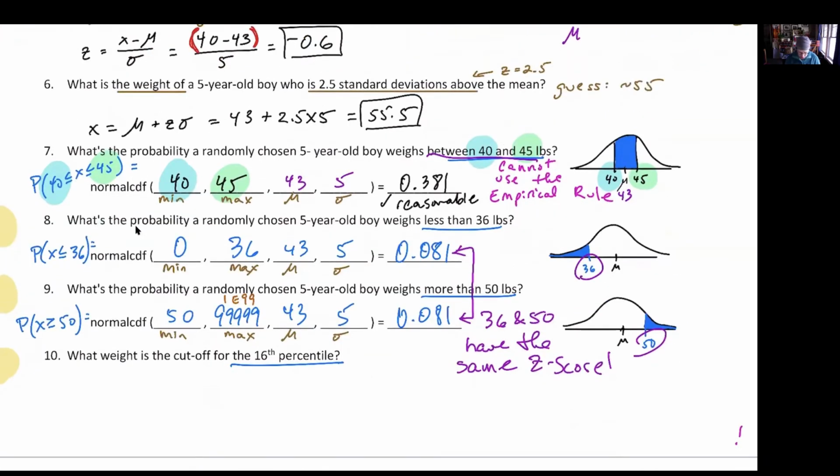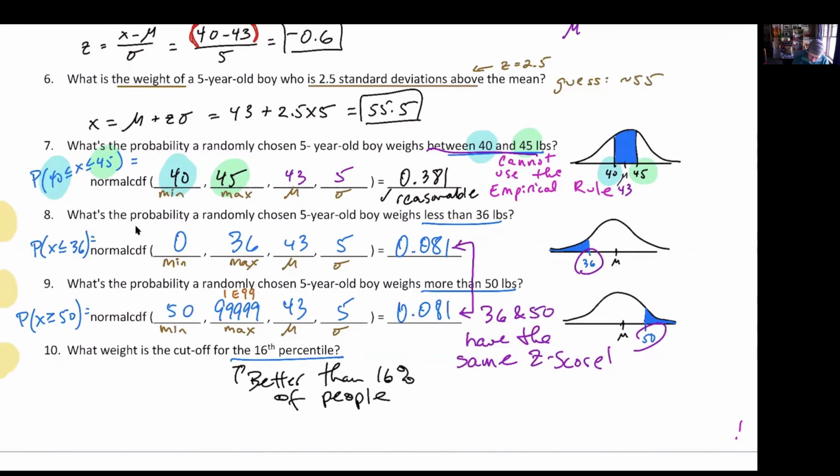Okay, so let's talk about the percentile then. So we want to know what weight is the cutoff for the 16th percentile. So 16th percentile, does anyone remember? If you're in the 85th percentile, that means you did as well or better than 85% of the other people. So if we're talking about the 16th percentile, then that means better than 16% of the people.